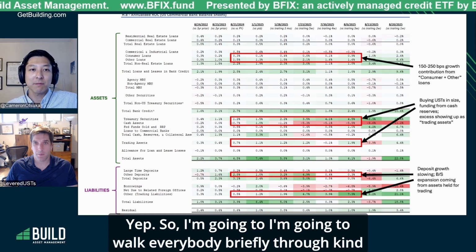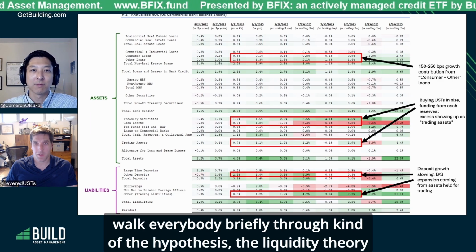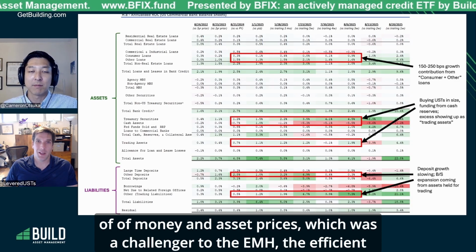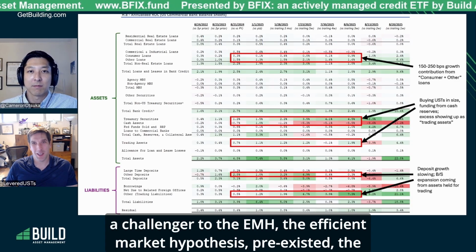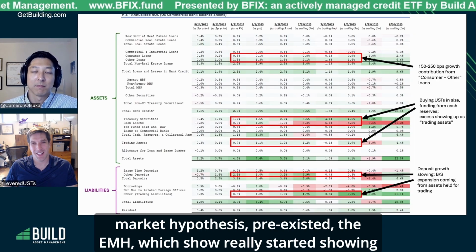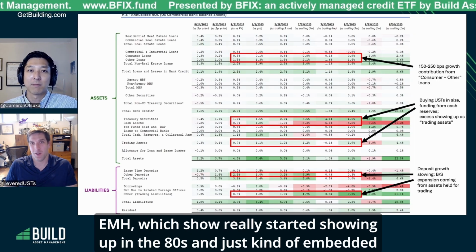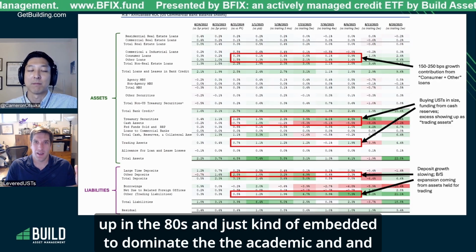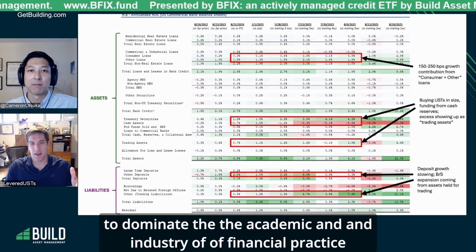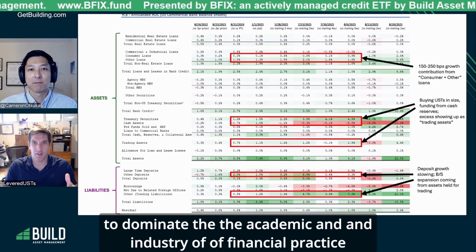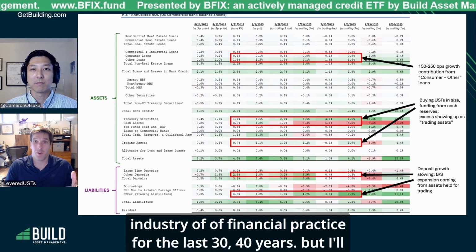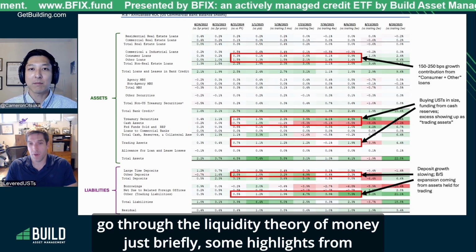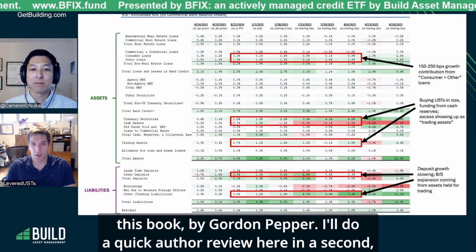So I'm gonna walk everybody briefly through the hypothesis, the liquidity theory of money and asset prices, which was a challenger to the EMH, the efficient market hypothesis. It pre-existed the EMH, which really started showing up in the 80s and came to dominate the academic and industry of financial practice for the last 30, 40 years. I'll go through the liquidity theory of money just briefly, some highlights from this book by Gordon Pepper.